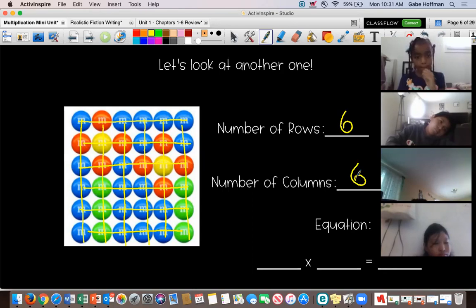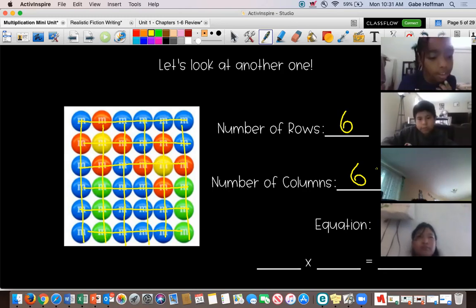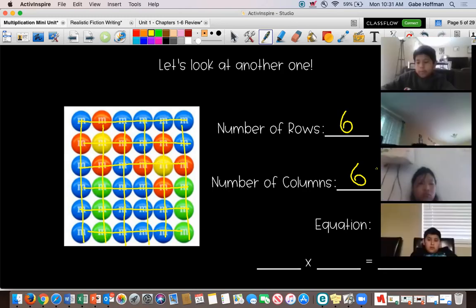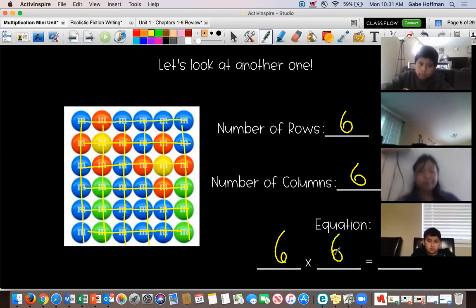So what is our multiplication equation going to be? What times what? Ania, I saw your hand go up really fast. 6 times 6. Very good, 6 times 6. Just like the last one, if we had to skip count by sixes, we could. If we had to count every M&M, hopefully we're getting better at that, but we could do that to help us find the answer if we had to.